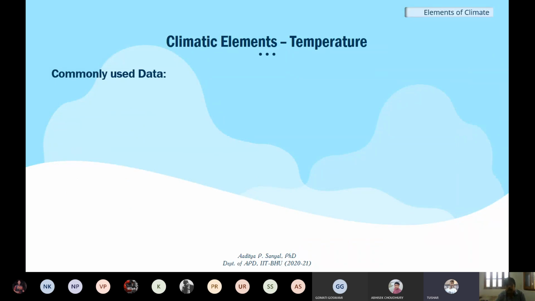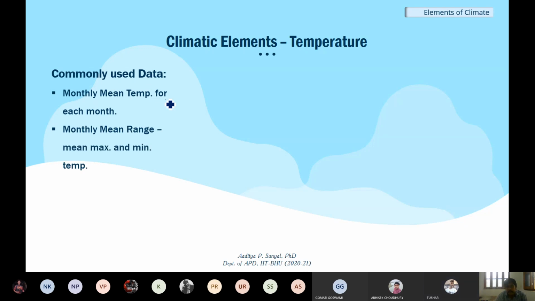The commonly used data when you talk about the temperature is the monthly mean temperature for each month. As I said, the temperature can be recorded for each minute, each second, but you don't need that much information. How many seconds are there in a day? You don't need that huge amount of information. If you have the mean temperature for each month, you get an overall estimate. Then the monthly mean range, the minimum, the maximum.